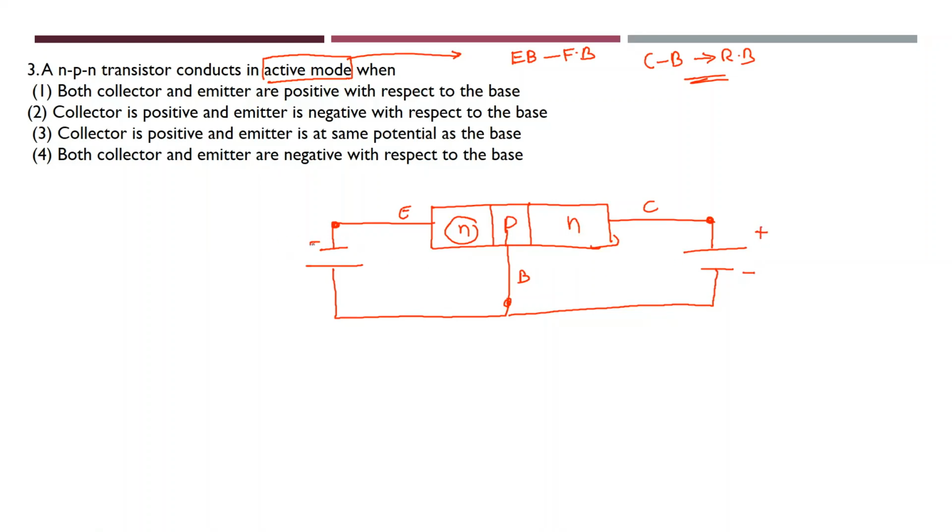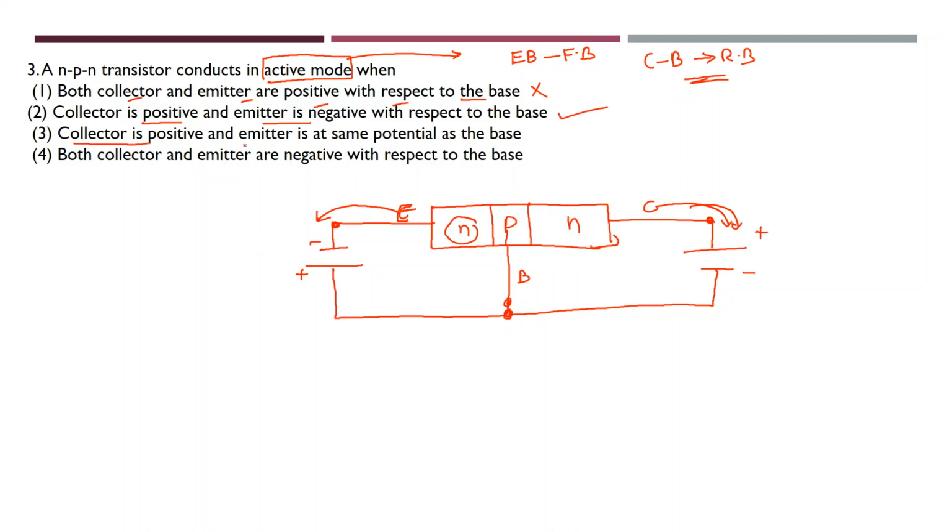So what is the question? Let's see. Both collector and emitter are positive with respect to the base. So this is the base region. Now this is the emitter. The emitter is connected to negative and the collector is connected to positive. So this option is wrong. Let us see the next option. Collector is positive and emitter is negative. This option is right.